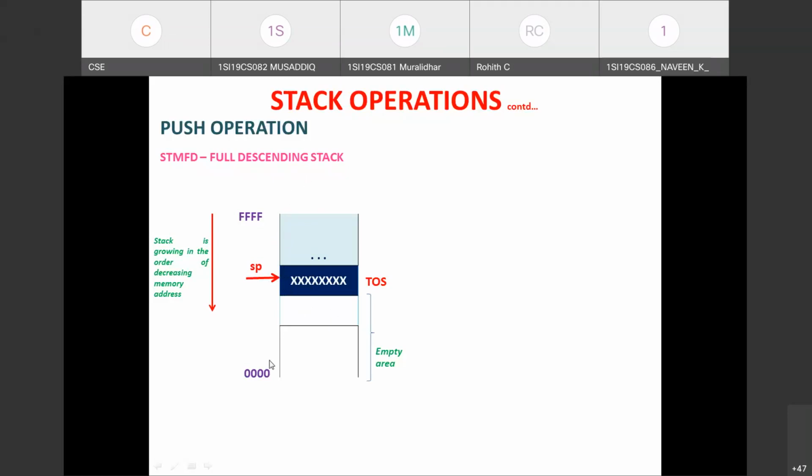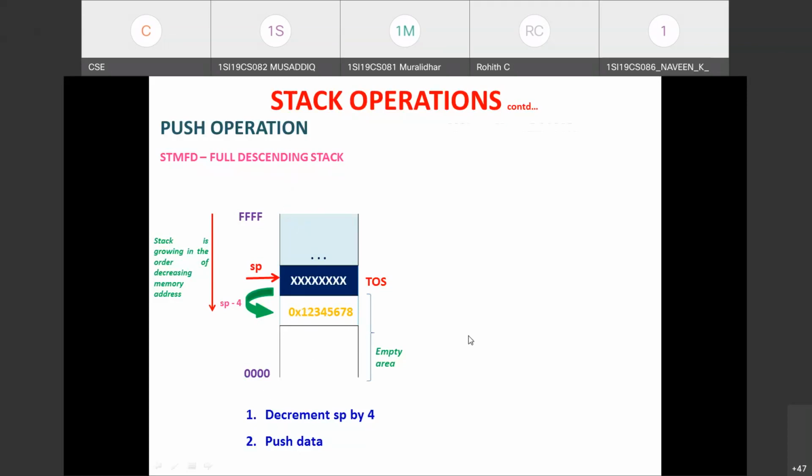So to perform the push operation, what is the first operation to be performed? We need to decrement SP by 4 so that it points to the empty location where the data is to be inserted. After SP is decremented by 4, next we push the data. This is STMFD. Are you getting it? So you can observe the stack is growing in the order of decreasing memory address. That is why it is called a descending stack.